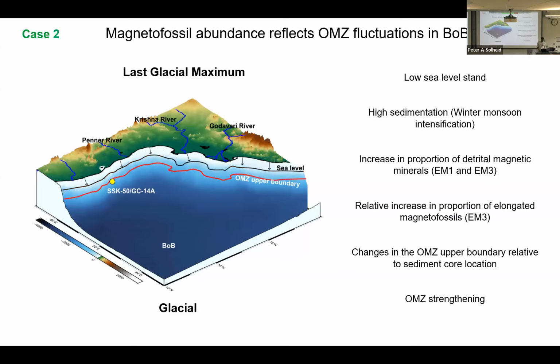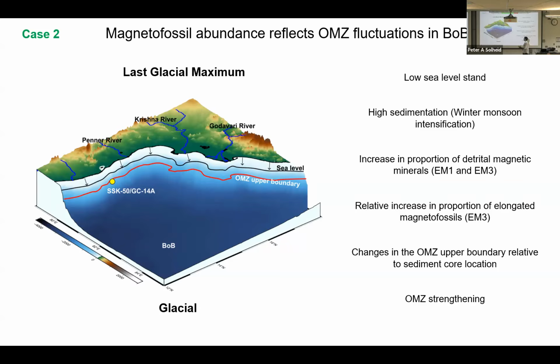And in the second case, during the last glacial maxima, the sea levels were almost 100 meters lower compared to the present day. So we have a low sea level stand, but we have higher sedimentation. Why? Because during this time period, the intensity of the winter monsoon has increased over this region. But the contribution from these rivers is decreased because of the relative lowering of sea level and a relative change in the depocenter of these sediments. That means we have more localized inputs from this river system. That's why we see a higher proportion of EM1 and EM3.